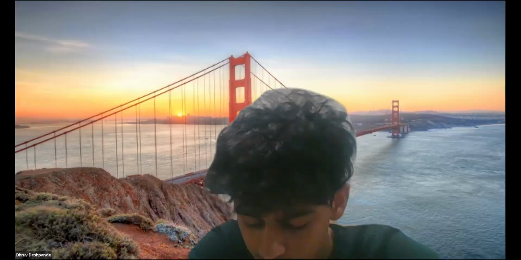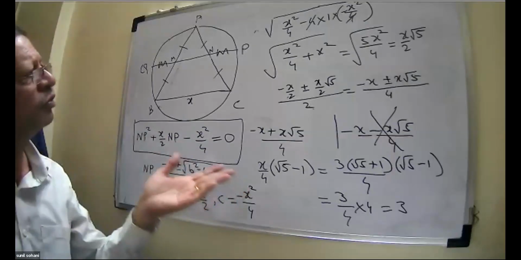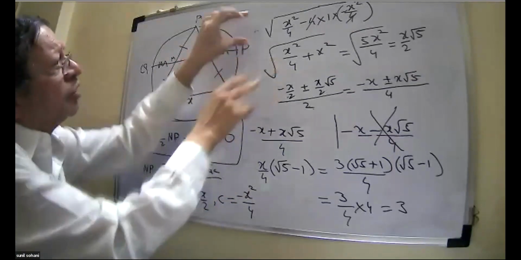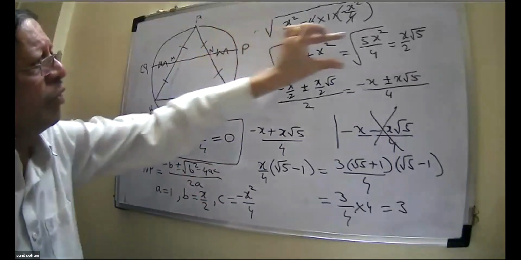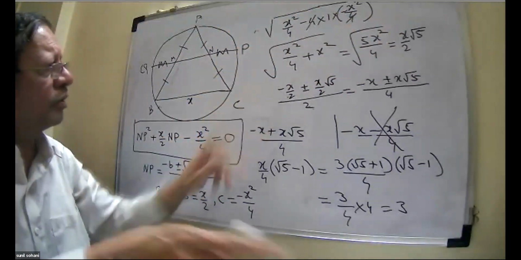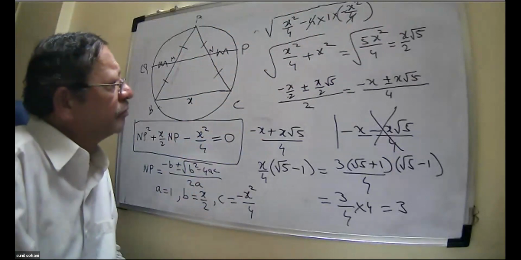So NP is equal to 3, right, sir? Yes, basically here I have written NP. I have not copied that NP. This was b square minus 4ac. I was explaining b square minus 4ac. And here we started with the NP solution, which I forgot to mention.